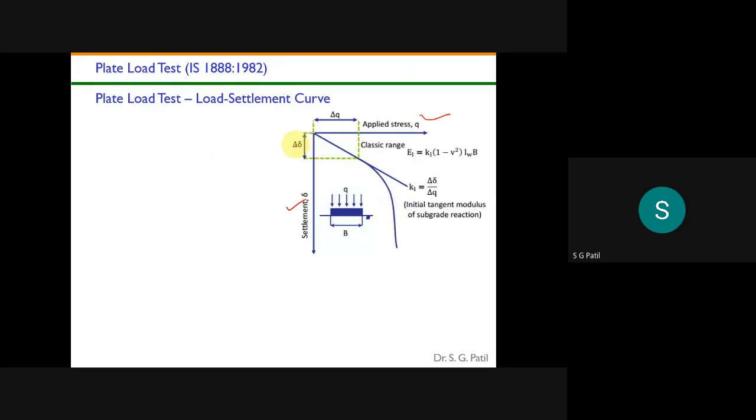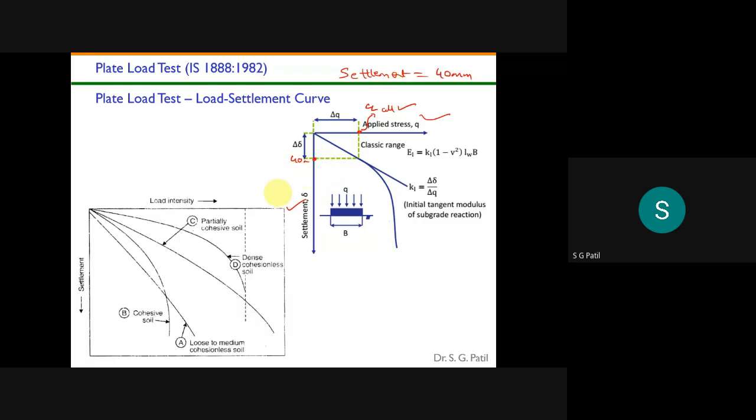So for the corresponding settlement, suppose you are building some very important structure where your allowable settlement is some 40 mm. So for that 40 mm, what Q allowable can I take? Suppose this is at 40 mm, I will get a Q allowable. That means your allowable load bearing capacity of the soil will correspond to that settlement.